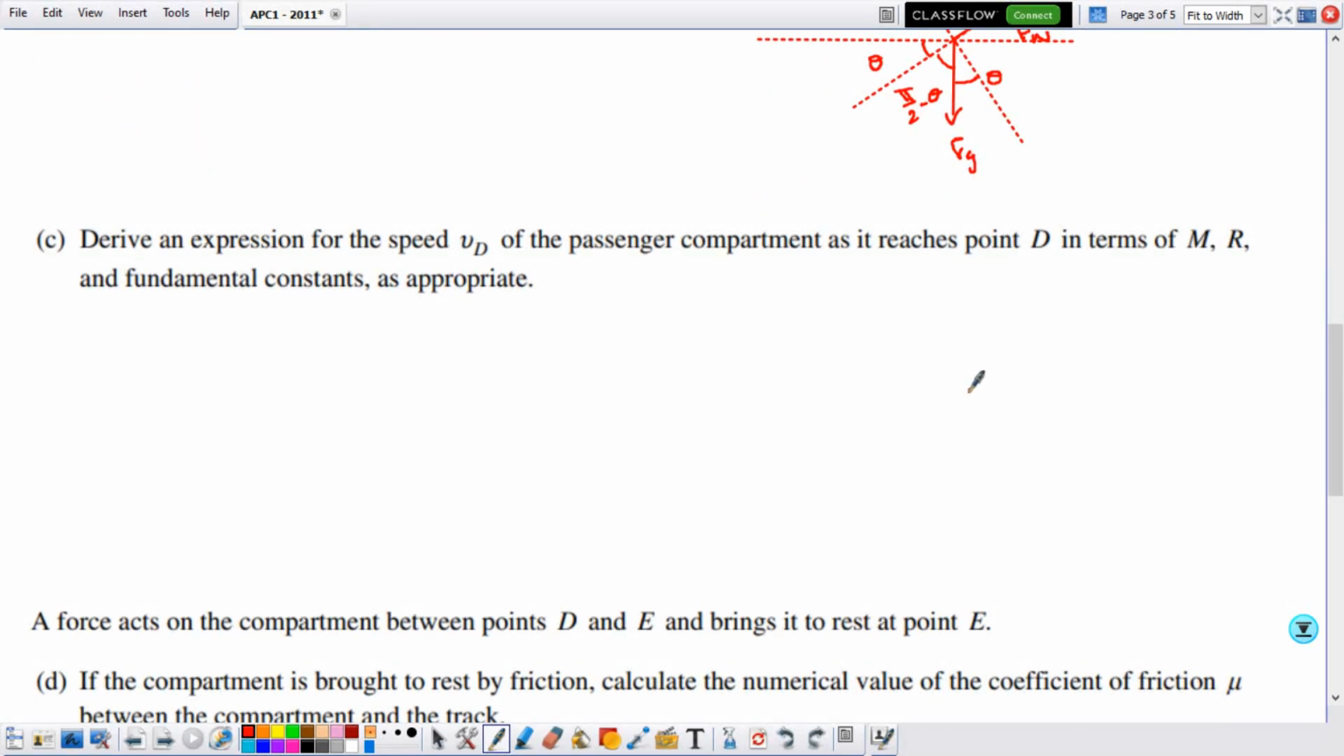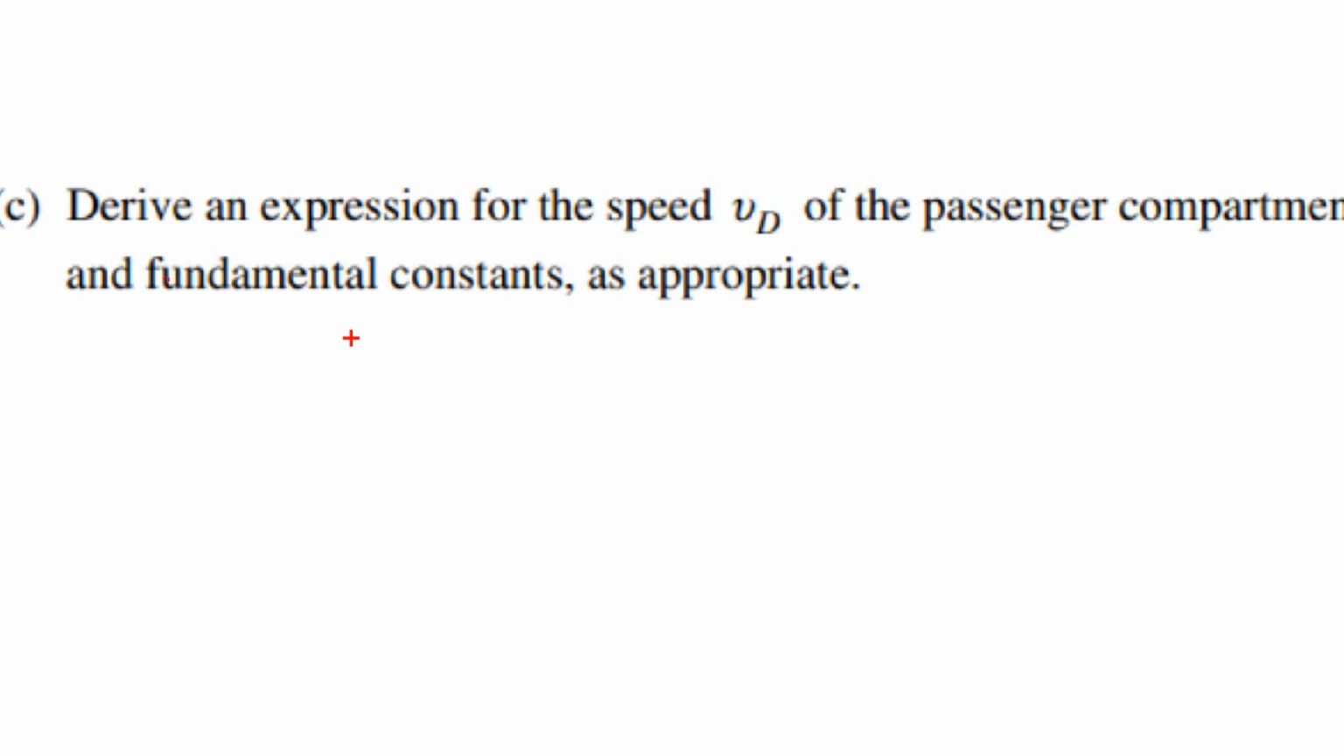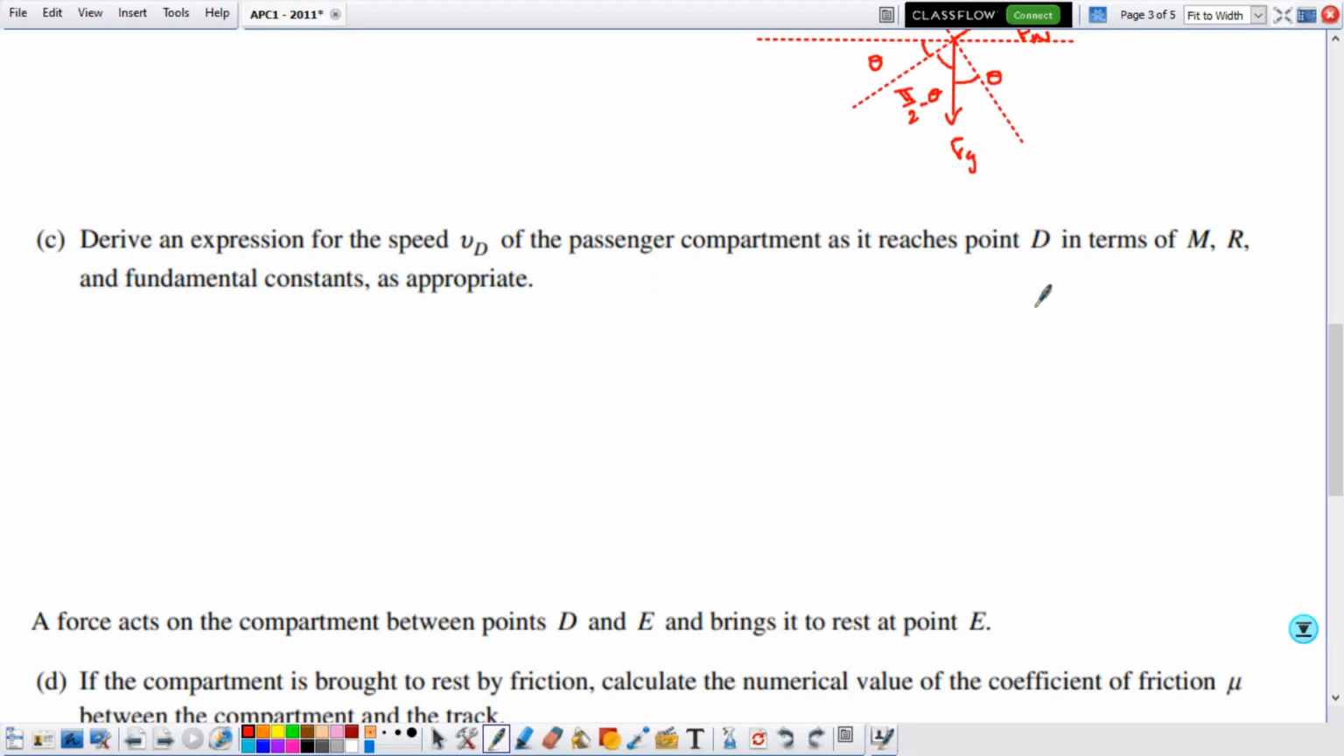Now in part C, we need to derive an expression for the speed Vd of the passenger compartment as it reaches point D in terms of M, R and fundamental constants as appropriate. By fundamental constants, they're referring at least to the gravitational field strength g.